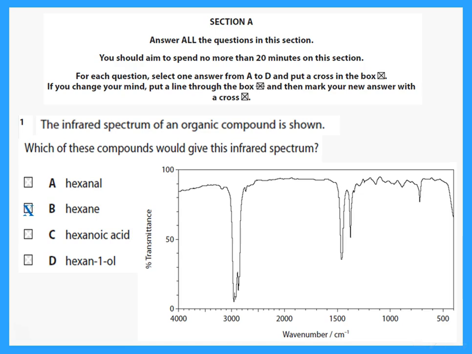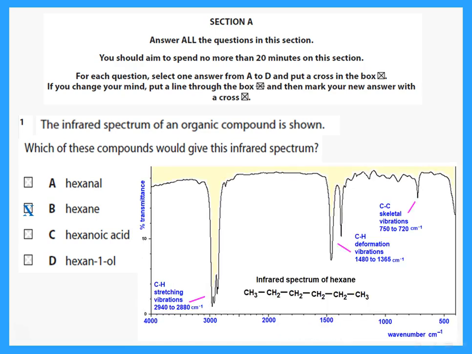And this is correct. This should be hexane, because this peak that you have before 3000 is actually the peak for the C-Hs. So it is the C-H stretching vibration before 3000, not the O-H for the alcohols. So this is the IR spectrum of hexane.